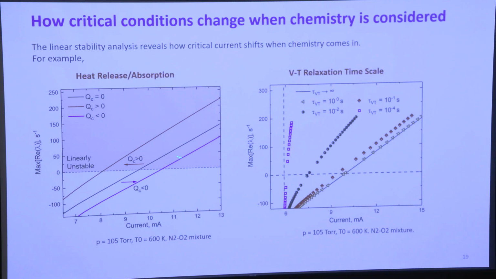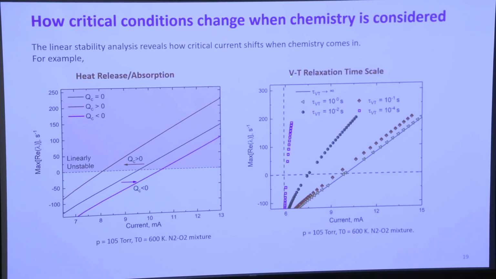So here is basically showing you how the heat release from combustion matters. Here the real value above 0 means unstable, below 0 means stable. If you have combustion heat release, you can see that the stability boundary moves to a smaller current. That means it promotes instability. If the combustion process is endothermic, that will stabilize the plasma, making the plasma stable at a high current.